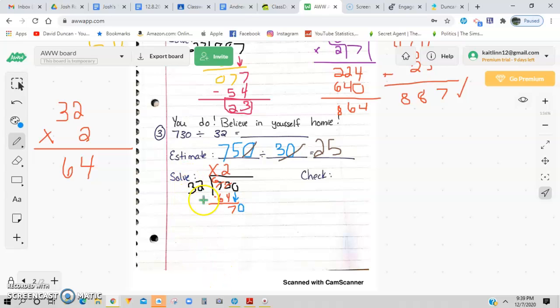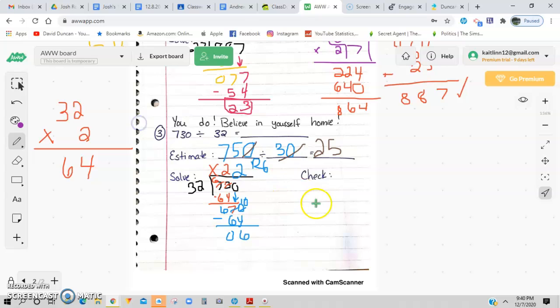Okay. 32 can go into 70 approximately 2 times. 2 times 32 again is 64, so I'm going to subtract 64. I'm going to make this 0 into a 10. Make this 7 into a 6. 10 minus 4 is 6. 6 minus 6 is nothing. Now I have nothing left to bring down, and I have a remainder that's smaller than my divisor. So my answer is 22, remainder 6. And that is pretty doggone close to 25.